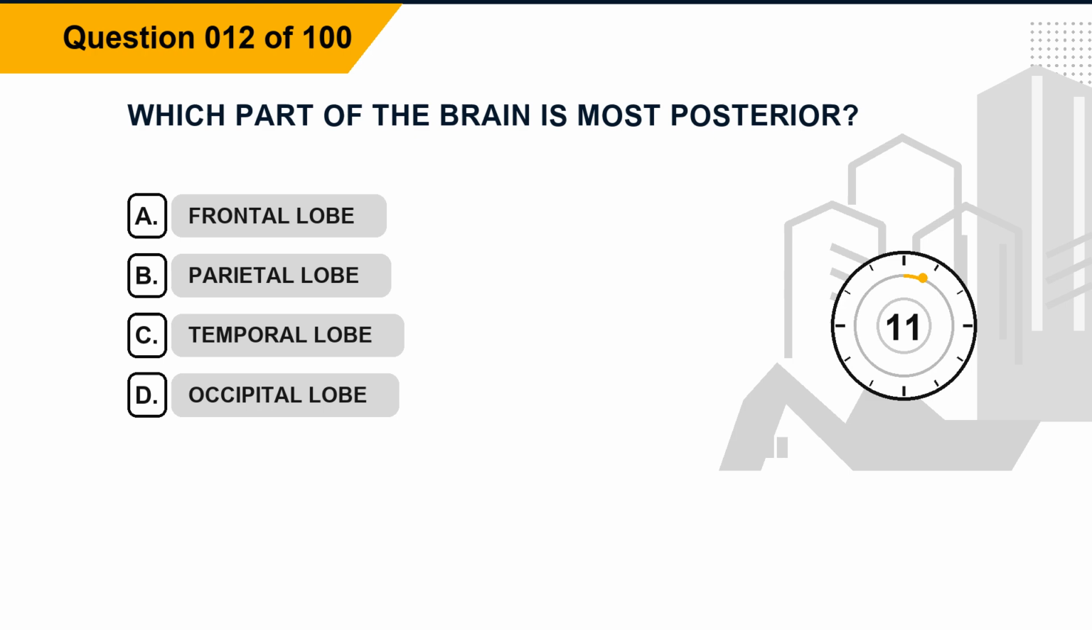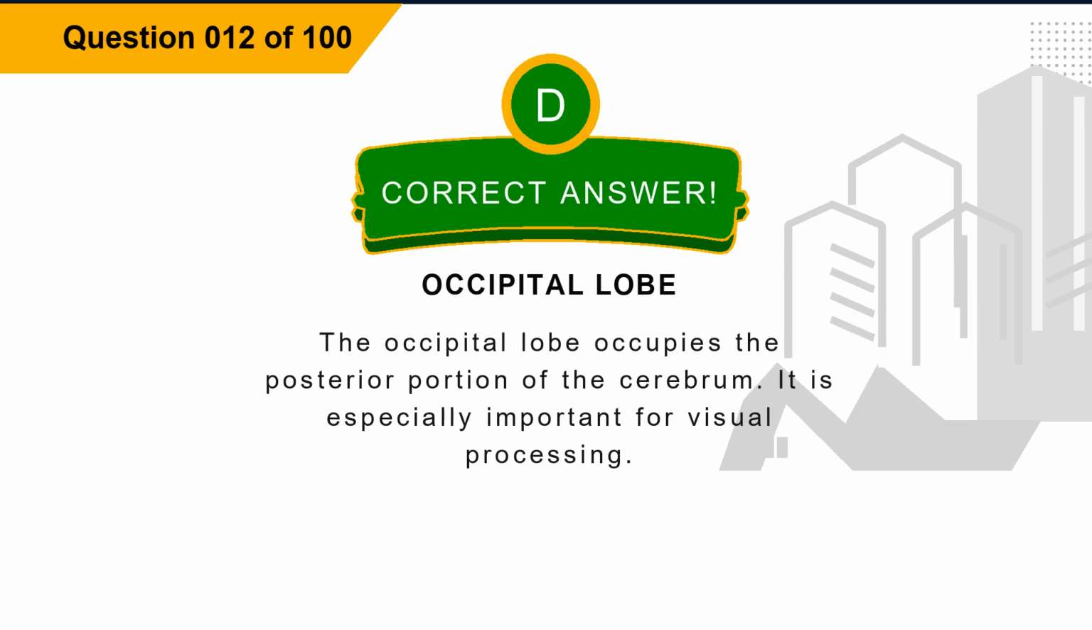Question 12. Which part of the brain is most posterior? Option A, frontal lobe. Option B, parietal lobe. Option C, temporal lobe. Option D, occipital lobe. The correct answer is option D, occipital lobe. Explanation. The occipital lobe occupies the posterior portion of the cerebrum. It is especially important for visual processing.